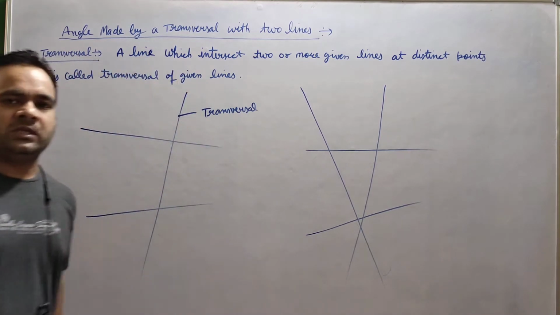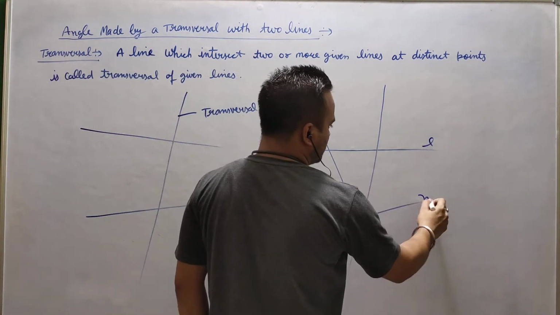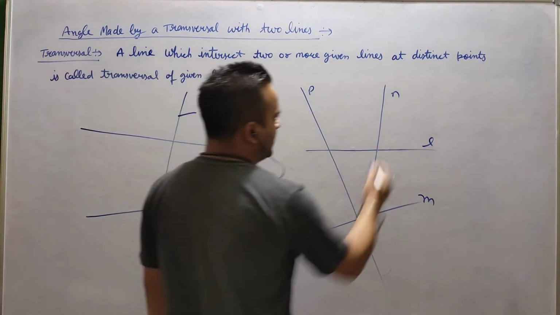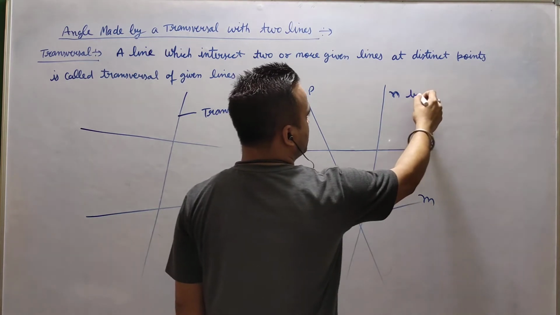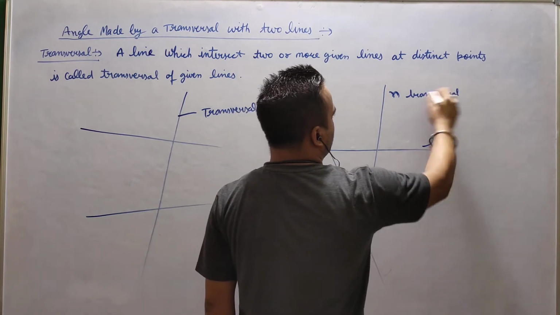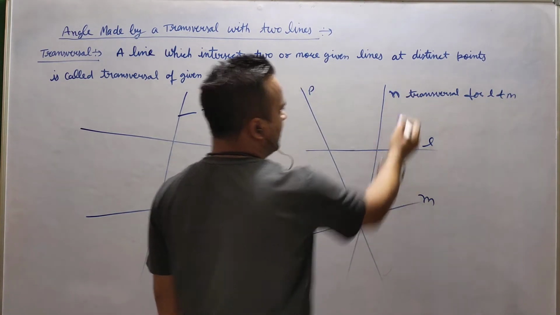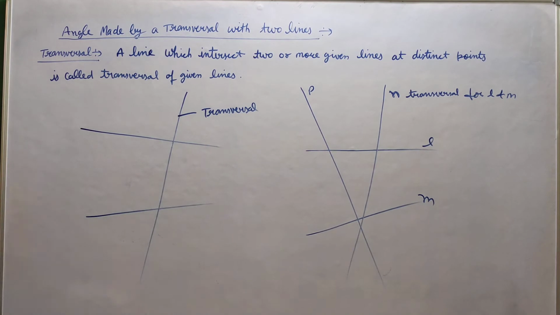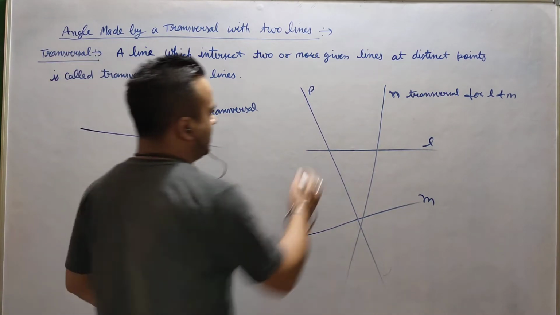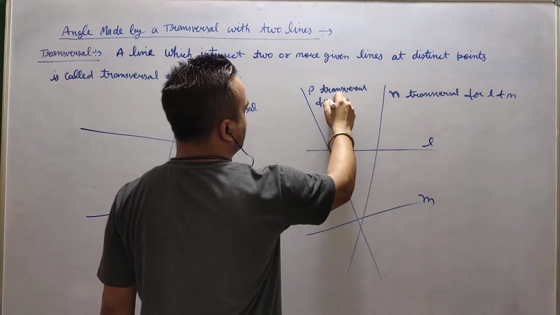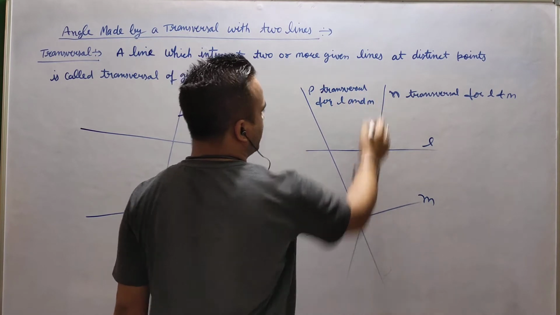So you can see that this is L, this is M, this is N, and this is, suppose, P. So there are four lines. So I will say that N is a transversal for L and M. This particular line N is a transversal for lines L and M, right? Now what is P here? P is again a transversal for L and M, absolutely.